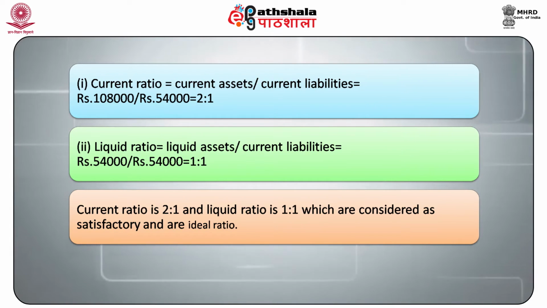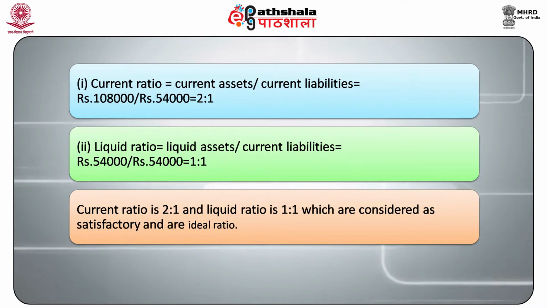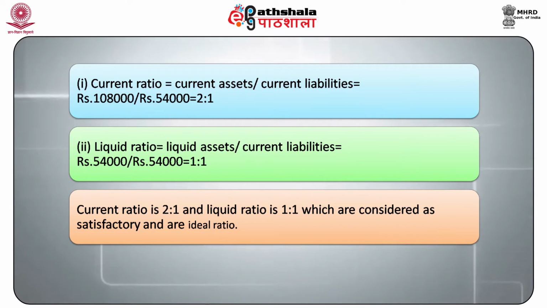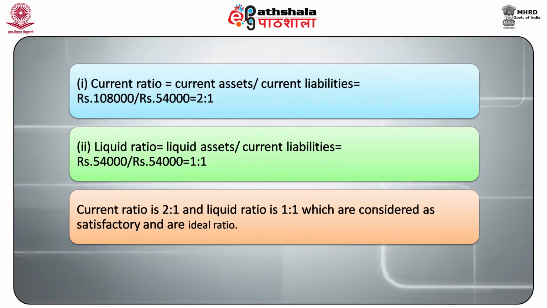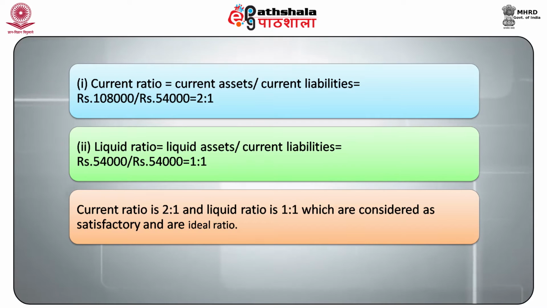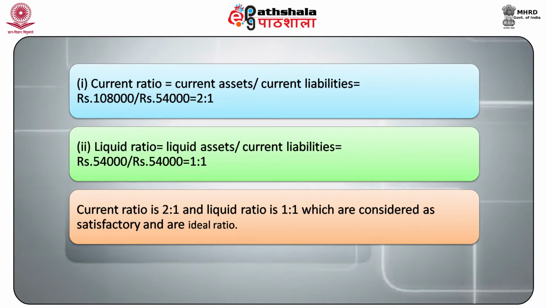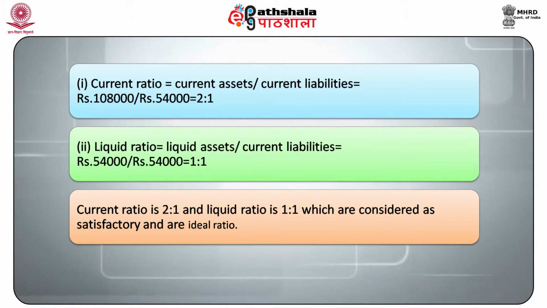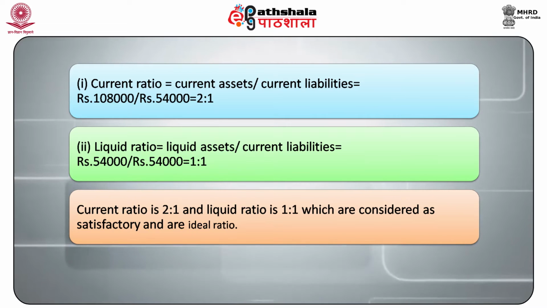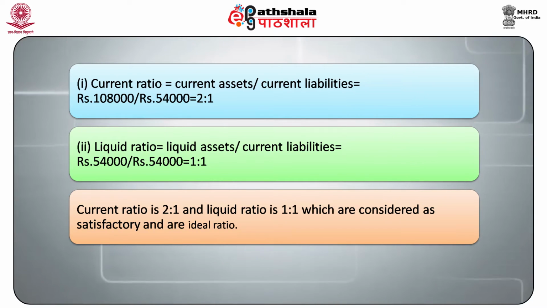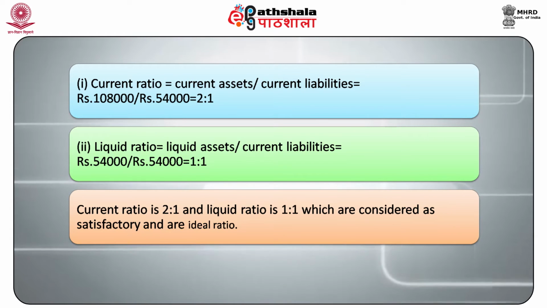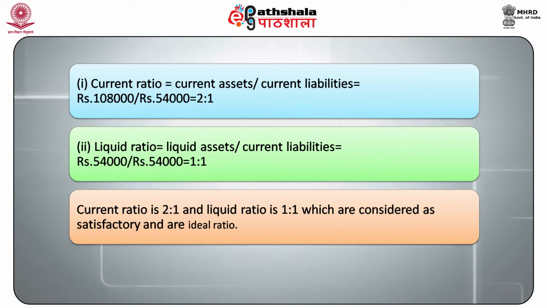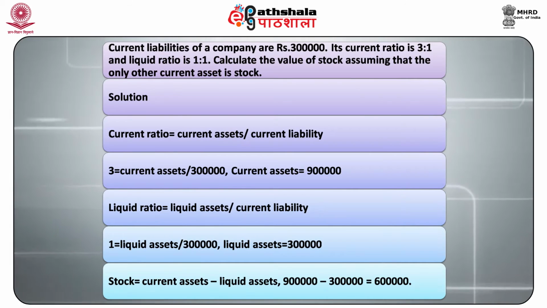company. The current ratio is given by current assets divided by current liabilities, which is given as 1,08,000 divided by rupees 54,000, which is 2:1. The liquid ratio is liquid assets divided by current liabilities, which is rupees 54,000 divided by 54,000, which is 1:1. Current ratio is 2:1 and liquid ratio is 1:1, which are considered as satisfactory and are ideal ratio. The second example.